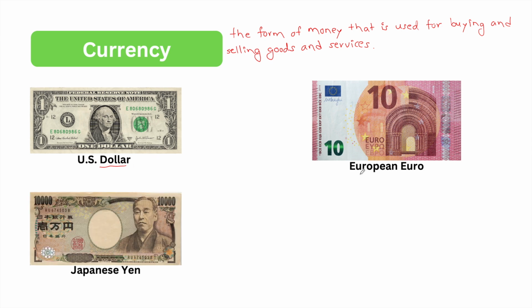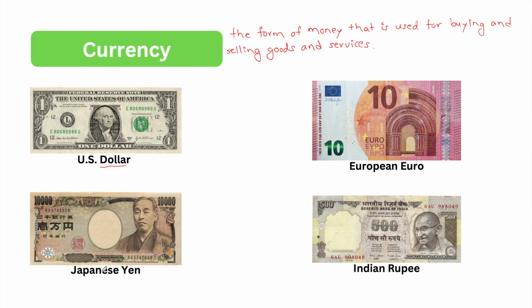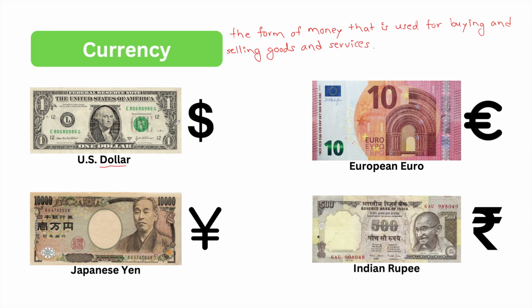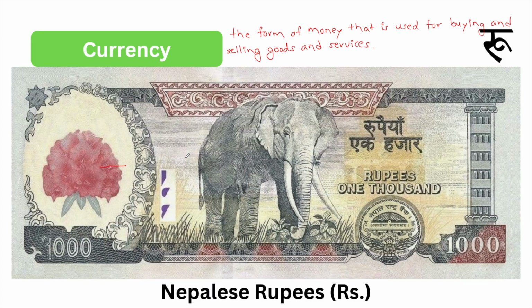So this is the definition of currency, and we have US, there is dollar, and for the Europe there is European euro, and for Japan there is Japanese yen, and for India there is Indian rupees, and each currency has its own symbol. Here we can see the symbol of each currency. And moving on to our own currency, that is Nepalese rupees. We have a photo of 1000 Nepalese rupees, and we write this Ru for Nepalese rupees, and for English we write this Rs. So this is about the currencies.